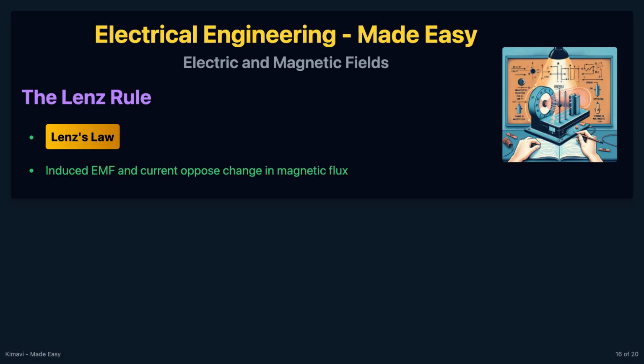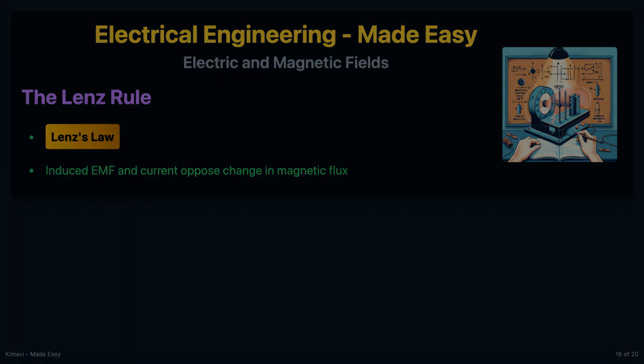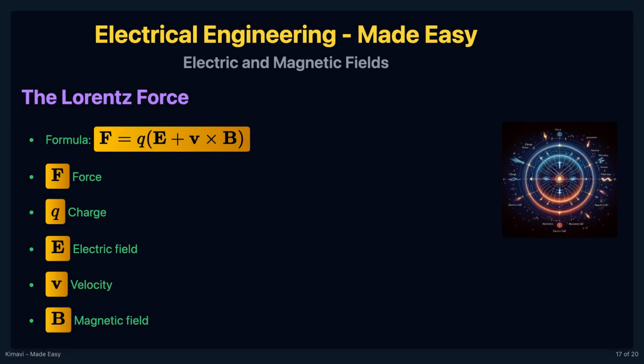The formula is phi b equals B dot A. Lenz's law states that the direction of the induced EMF and current will oppose the change in magnetic flux that caused them. The Lorentz force is the force experienced by a charged particle moving in an electric and magnetic field. The formula is F equals Q times the sum of E and v cross B, where v is the velocity of the particle.